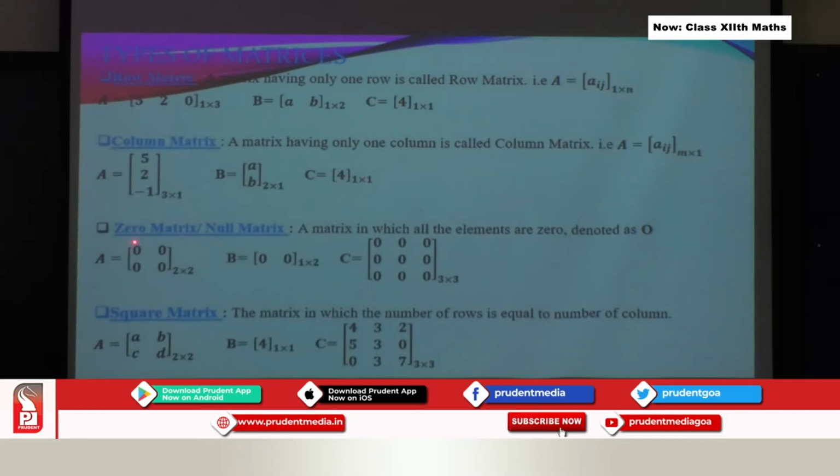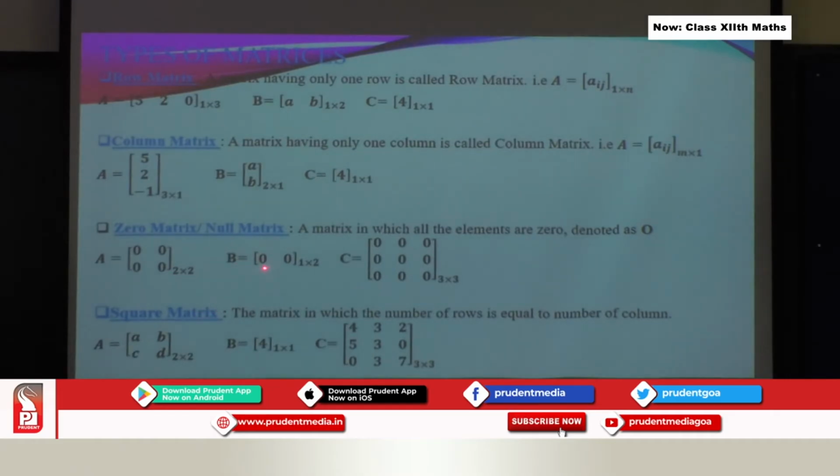Let's go to the third one, the zero matrix. It is also known as the null matrix. What does it mean? A matrix in which all the elements are 0 and is denoted by the capital letter O. Here all the entries I have considered are 0. This matrix looks like a square, that's why I called it a square matrix, and the order is 2 by 2, or 2 cross 2.